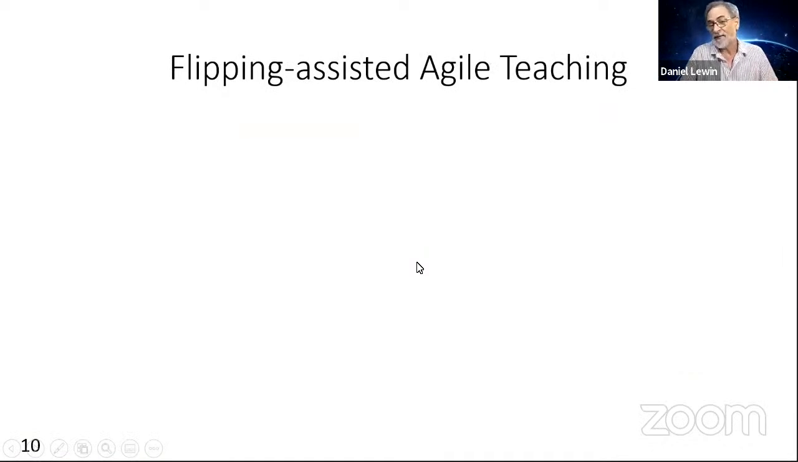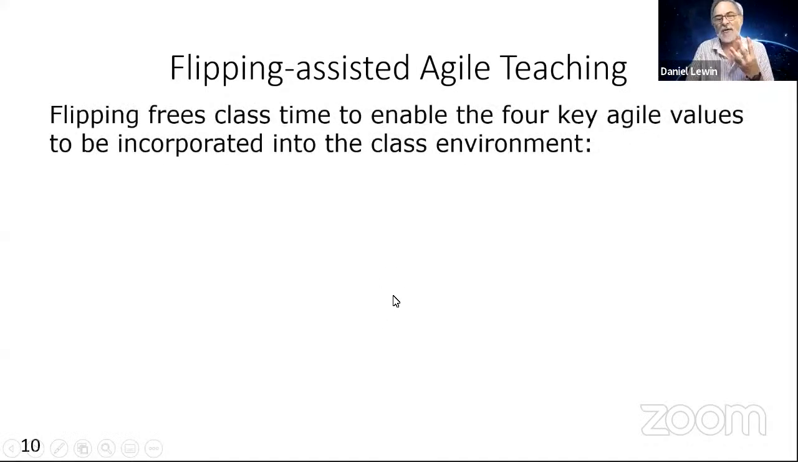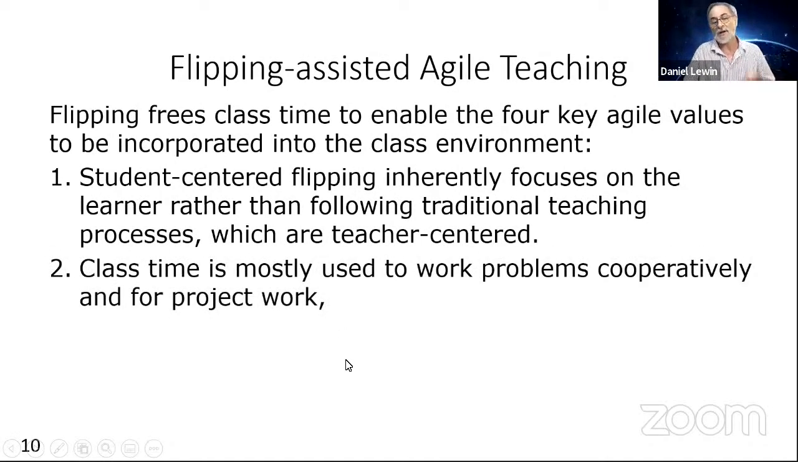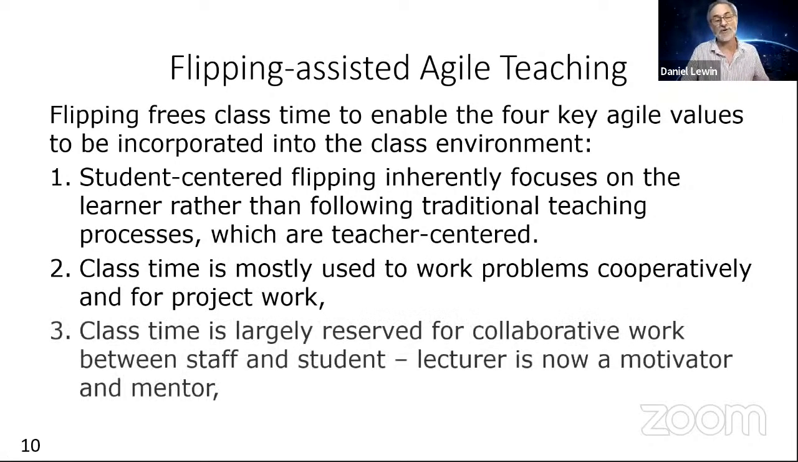I discovered what agile teaching was only because Constance invited me to give this talk. Basically, the four main tenets of agile teaching involve the following features. First, your teaching has to be student-centered, focusing on the learner rather than the teacher. The class time is therefore used mostly to work problems, for cooperative problem solving, and for project work. It's reserved for collaborative work between the staff, students, and students themselves.